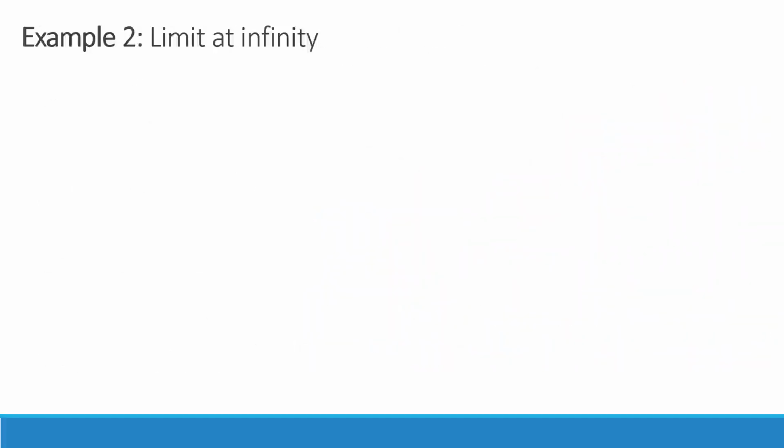In our second example, we're going to look at limits at infinity. This essentially means that we're looking at what happens to the function as the input gets very large and positive, or very large and negative if we're looking at negative infinity. Let's look at the reciprocal function, 1 over x, and we'll take the limit as x tends to infinity.